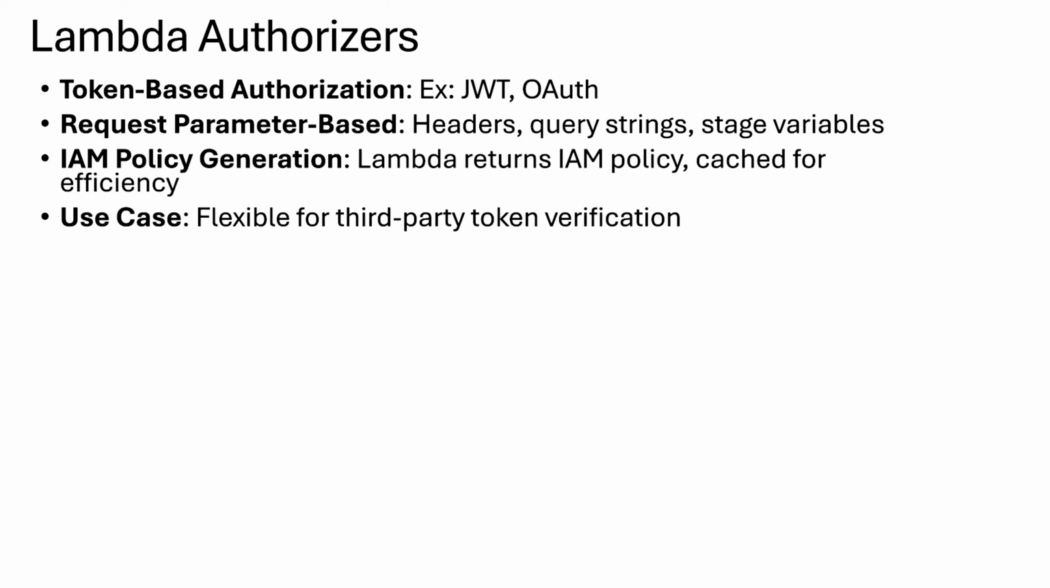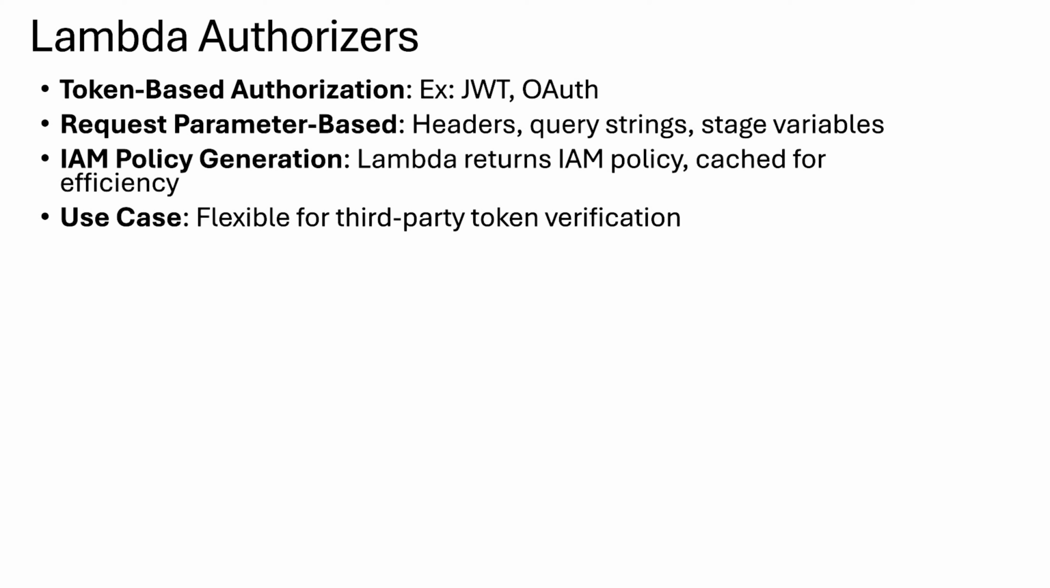Here you will have Lambda authorizers and you will send a token. Lambda will authorize the token and it will return an IAM policy. Once an IAM policy is created, that means AWS has provided authorization to you. For subsequent requests, AWS doesn't need to hit the third party service again. It will cache that IAM policy for efficiency. The use case is flexible third party token verification. If you don't want to manage your users inside AWS, then this is the way, and you also get more flexibility compared to the remaining security features.